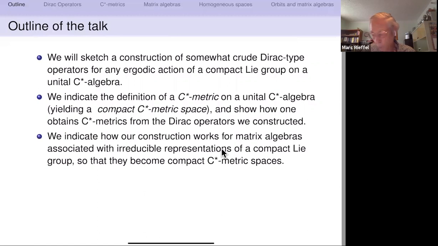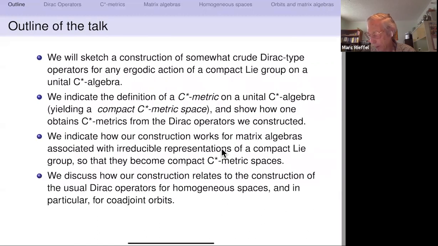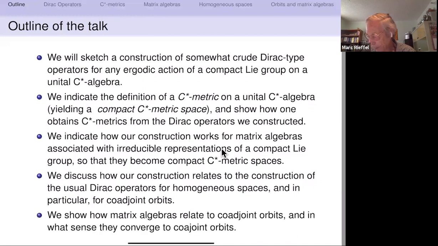And then I'll show how the construction works specifically for the matrix algebras associated with irreducible representations of a compact Lie group. And I'll discuss how the construction relates to the homogeneous spaces, especially the ones that are coadjoint orbits. And then finally, I'll be able to say a little bit about what it means for the matrix algebras to converge to the coadjoint orbits. And this is all a quite long story, and I simply will not have time for many of the details, and even some of the statements I make may not be exactly right because there isn't time to give you the full story about that.